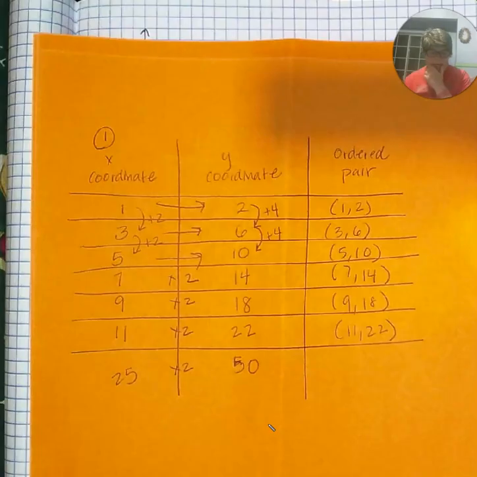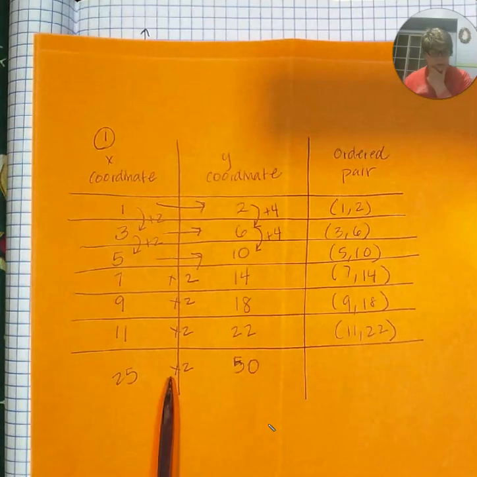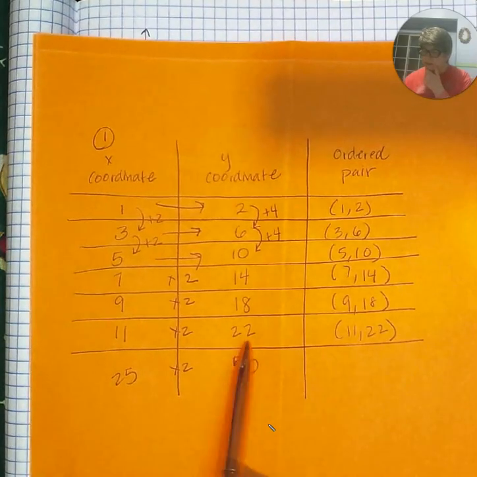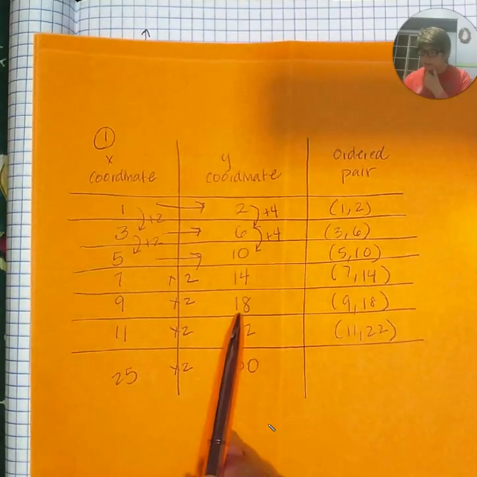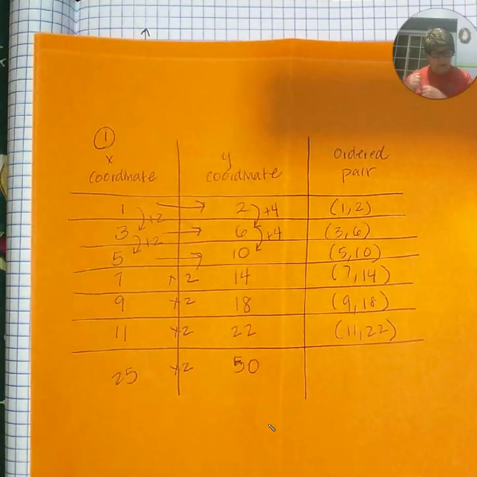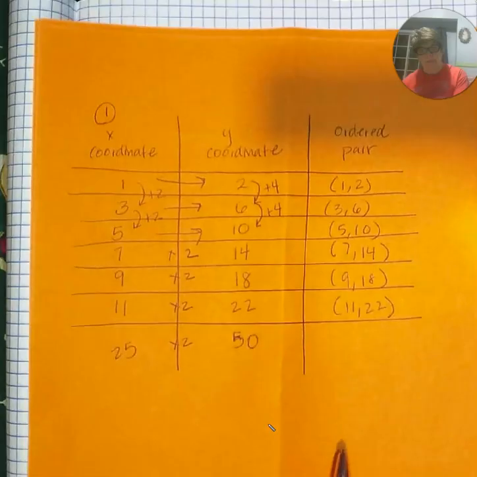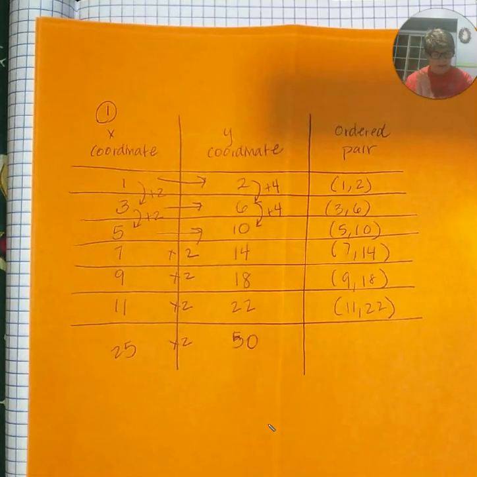What if we knew our y-axis but not our x? We could just divide by 2, right? 50 divided by 2 is 25. 22 divided by 2 is 11. 18 divided by 2 is 9. All right, excellent. Could we just have counted all the way up? Yes, but we can multiply, right? We don't want to take all of our time figuring it out. Okay, very good. Excellent.